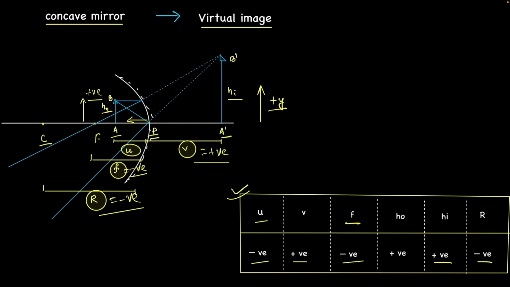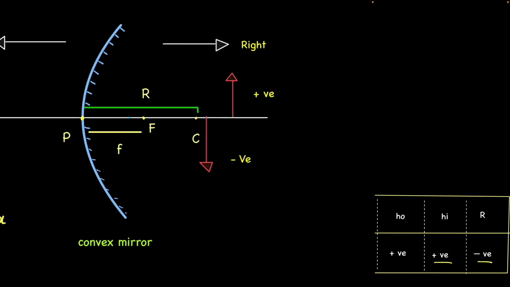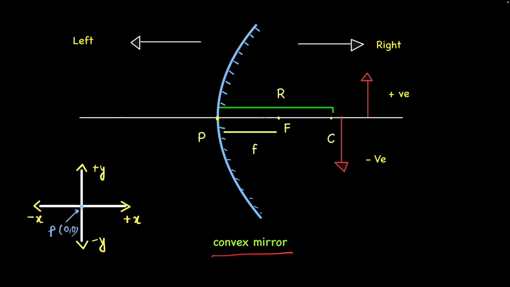Now we will see the convex mirror sign convention. Let's look into the convex mirror sign convention. Here is our convex mirror. This is the pole. Here is the principal focus, center of curvature. The distance between principal focus and the pole is focal length, and the distance between pole and the center of curvature is radius of curvature. Rule is exactly same.